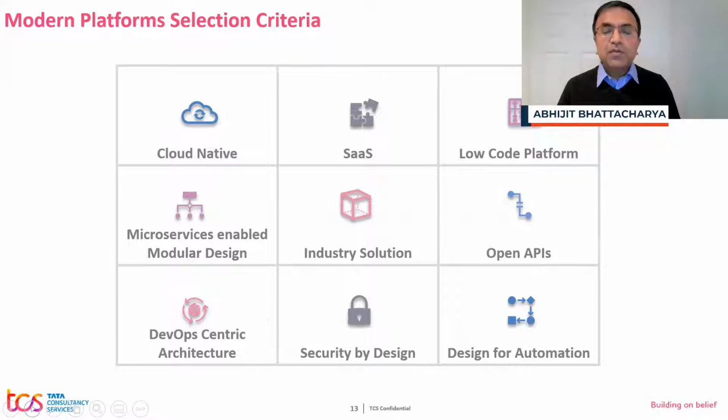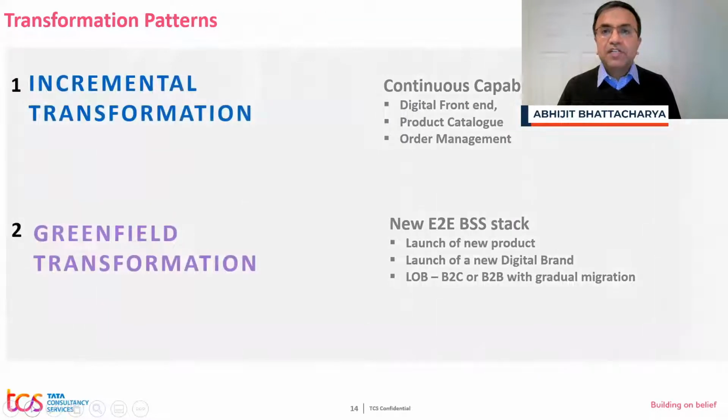Now that we have talked about the platforms, let's talk about the transformation patterns. How do you go about transforming? There are two broad areas. One is the incremental transformation. Here, there will be a continuous capability build and augmentation. For example, they can build a digital front end, then they can invest in a catalog or order management, and it is an incremental build.